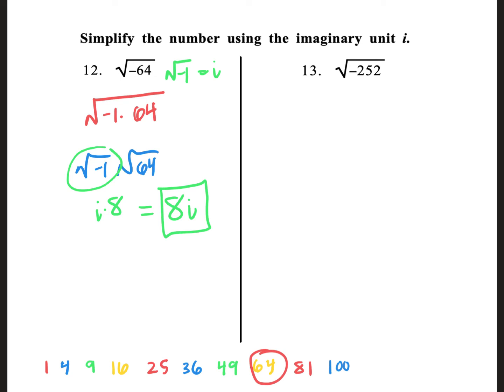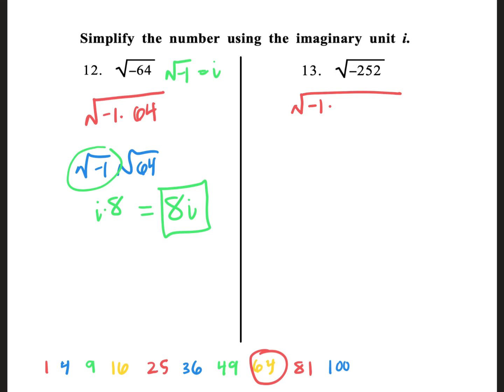Now for my second one, we're not going to get so lucky. For 13, we have the square root of -252. 252 is not a perfect square, so we are going to have to find a perfect square that we can divide 252 by. I'm going to start similarly. We're going to do a square root and take out -1 first. That's great. And then I'm looking for a number in my list below that I can divide 252 evenly by.